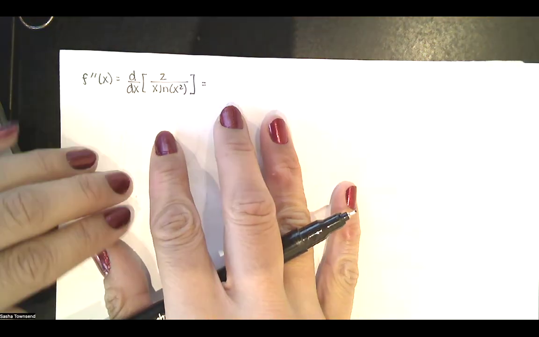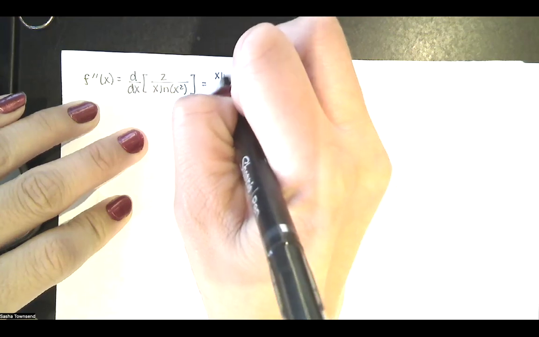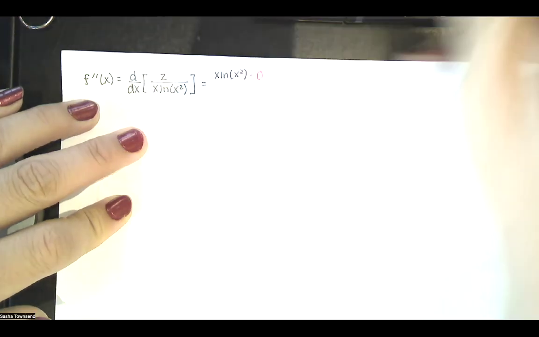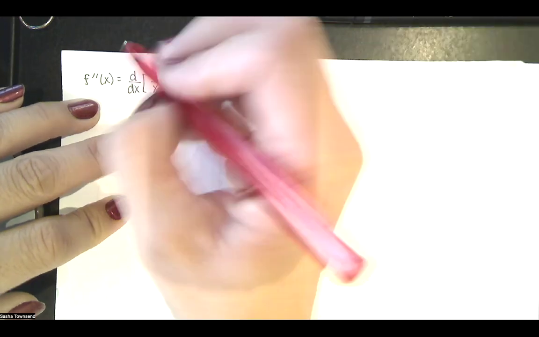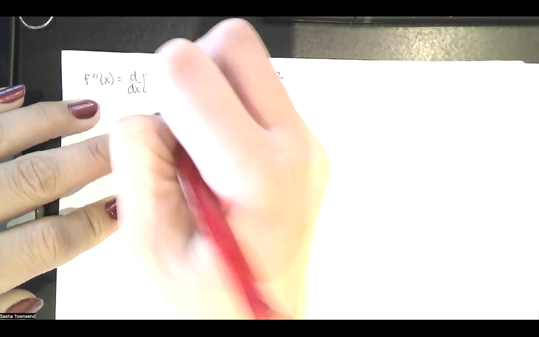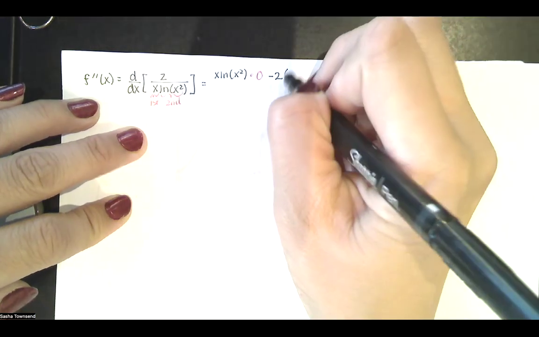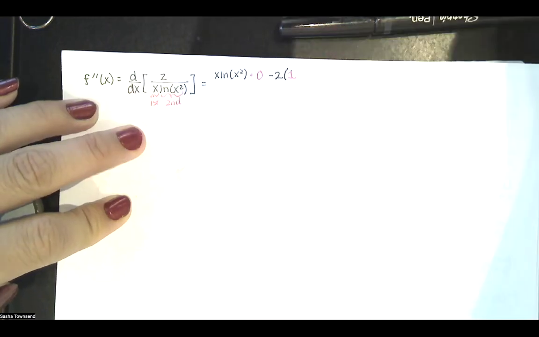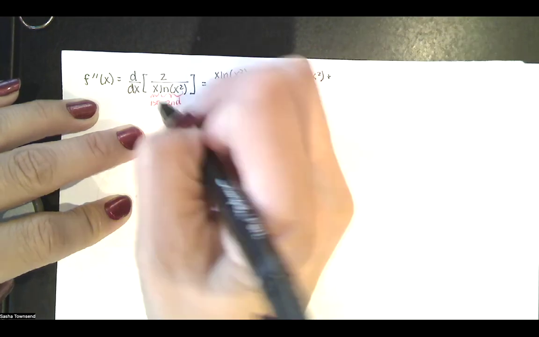And, whoops, having problems with the sun again. So we get, according to the quotient rule, low, d high, which is 0, minus high, d low. Now, d low requires the product rule. My first function is x, and my second function is natural log of x squared. So I'll have derivative of the first, which is derivative of x, which is 1, times the second, undifferentiated, so you leave it alone, plus the derivative of the second.